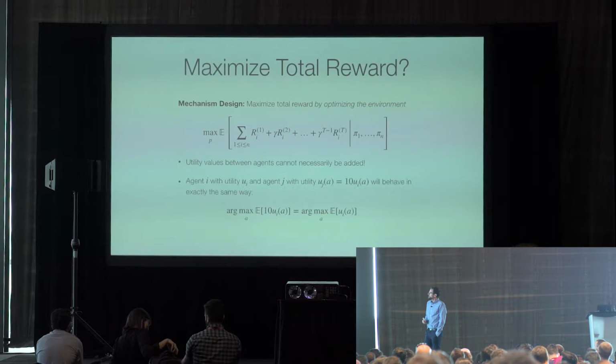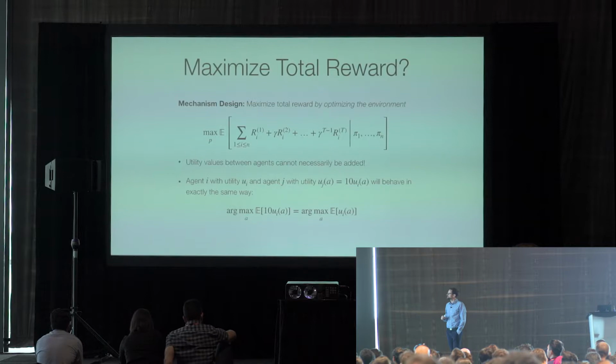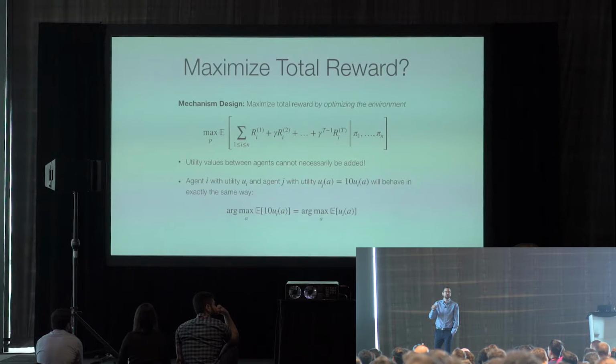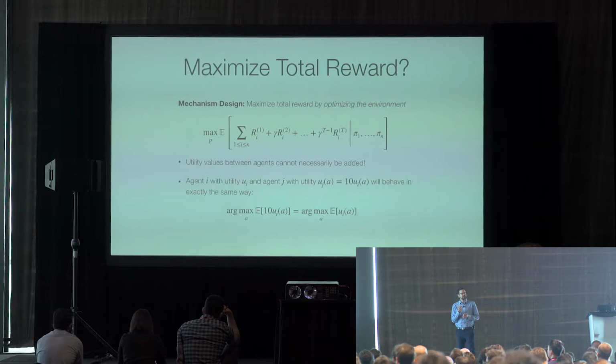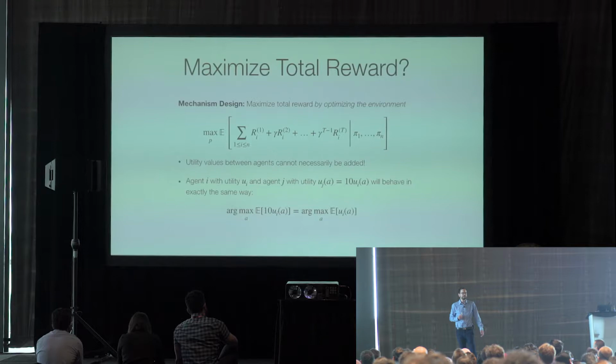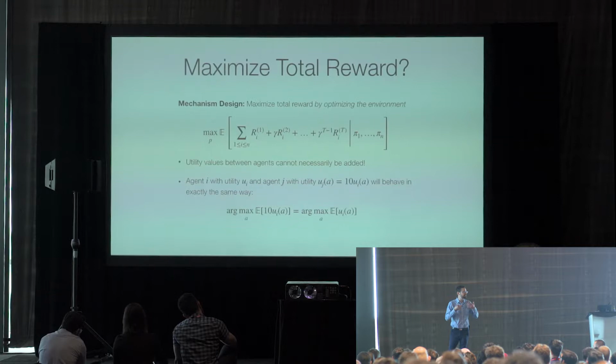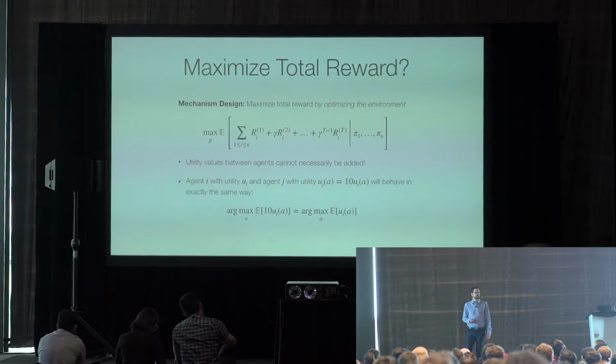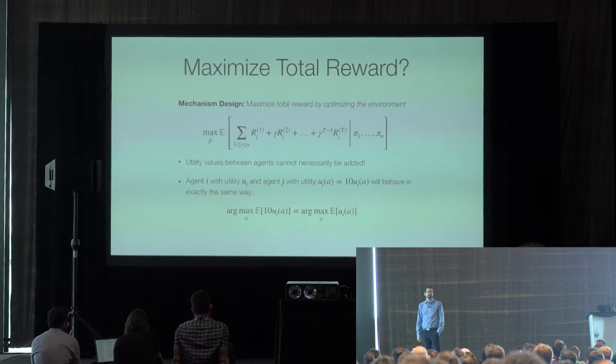So it turns out, I didn't tell you this, but utility values between agents can't necessarily be added up. It's not necessarily meaningful to add up the utility between agent one and agent two. That's because utilities are just representations of preferences. They just tell me how the agent is going to behave. But if I multiply agent i's utilities by 10 at every possible outcome, then the thing that maximized their utility before is still going to maximize their utility with these pumped up utilities. It's as if they're in different units, but they're still the same value. And it's even worse than that, because I can also add an arbitrary constant to everybody's utility, and it won't change their behavior.